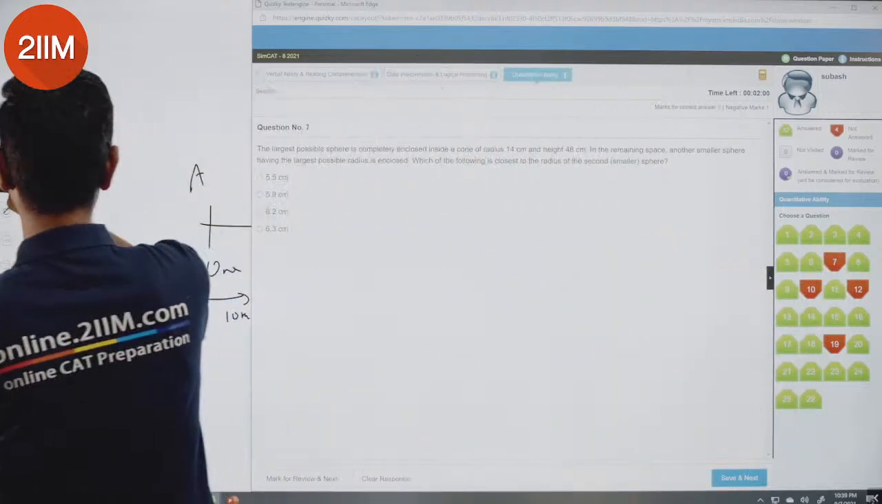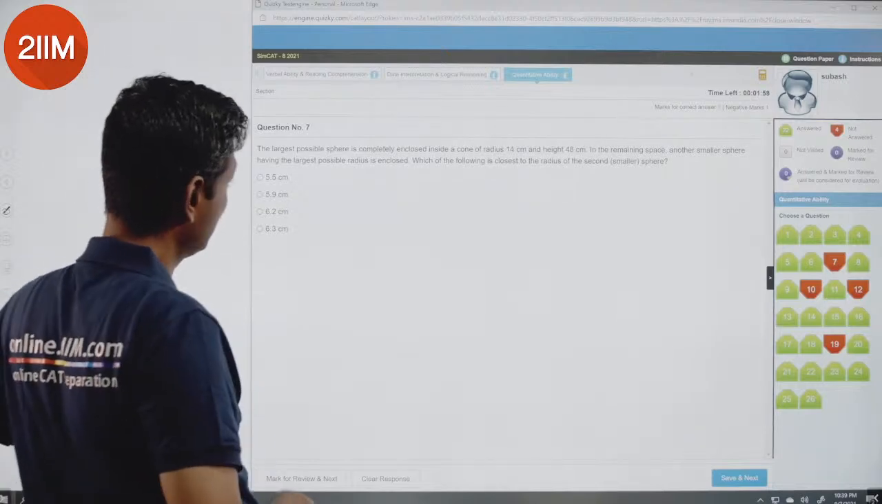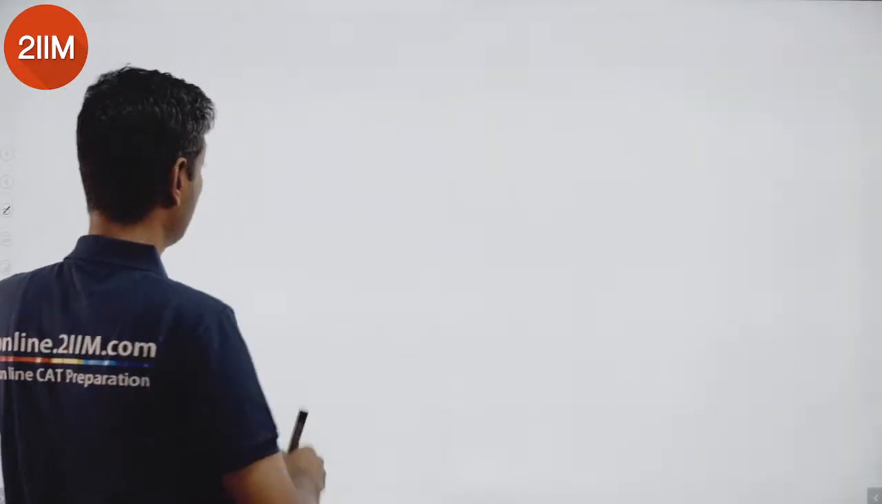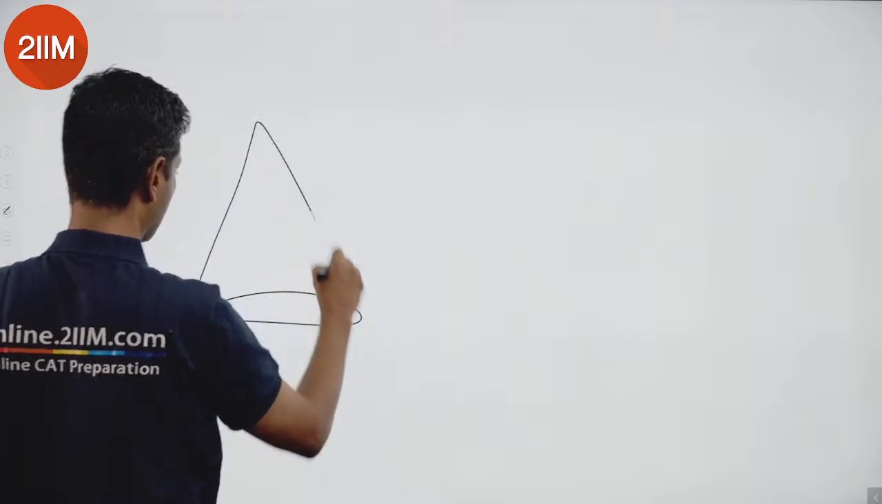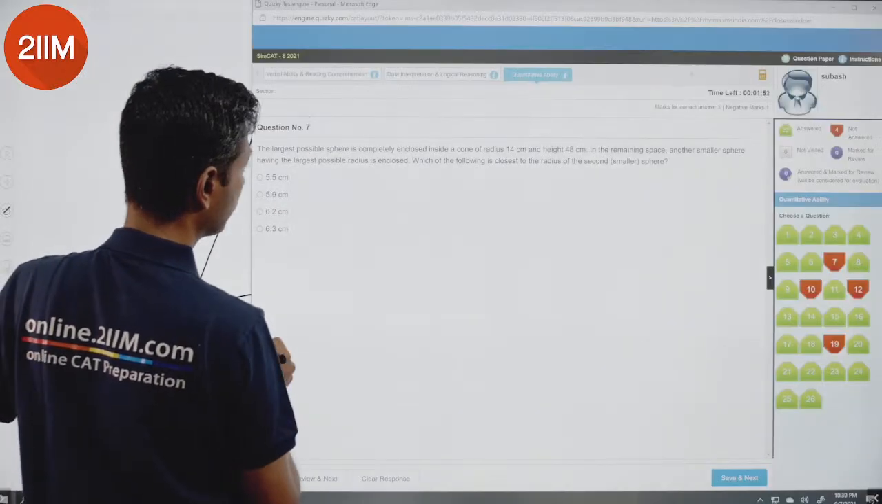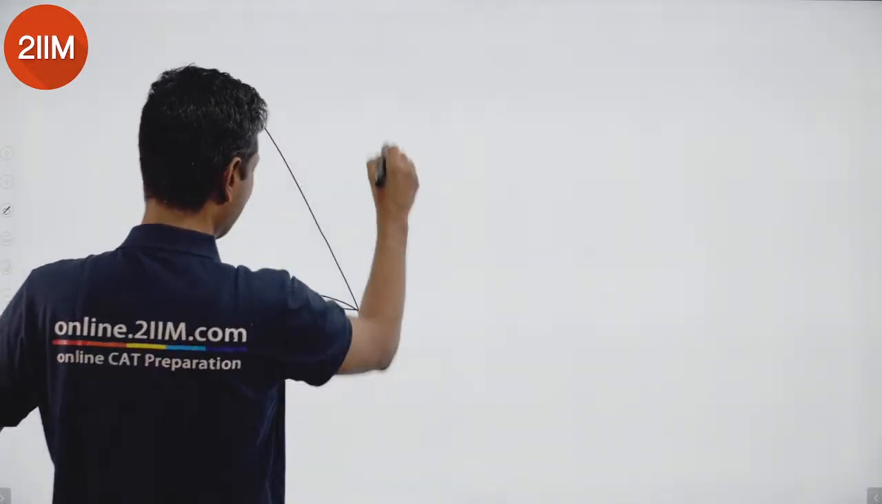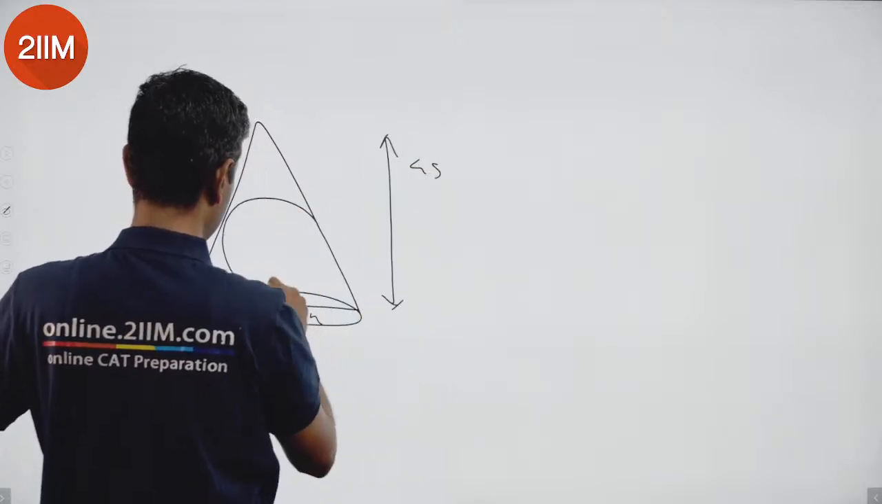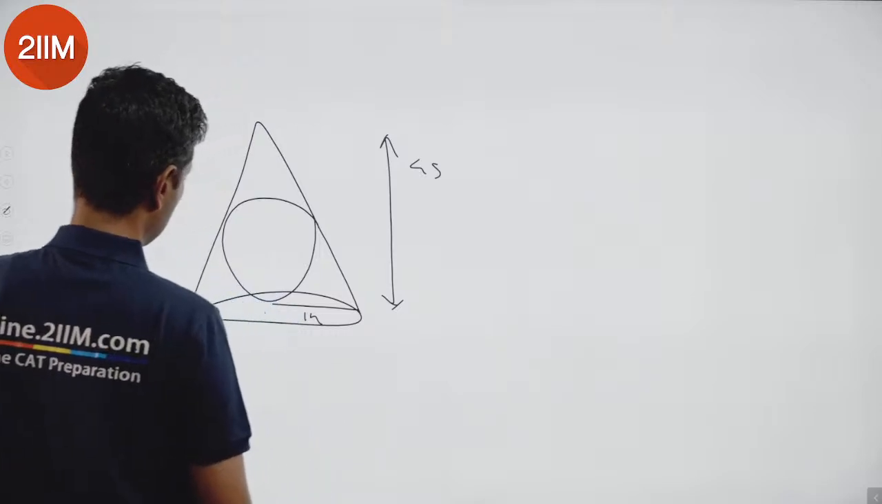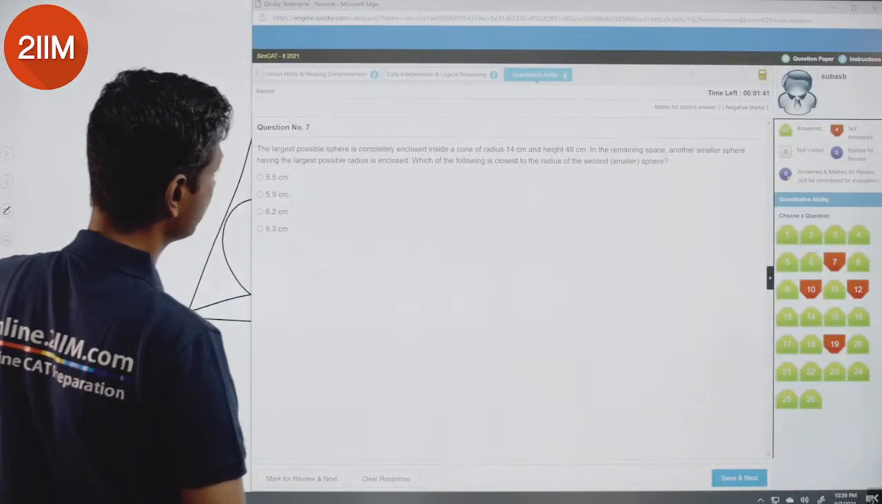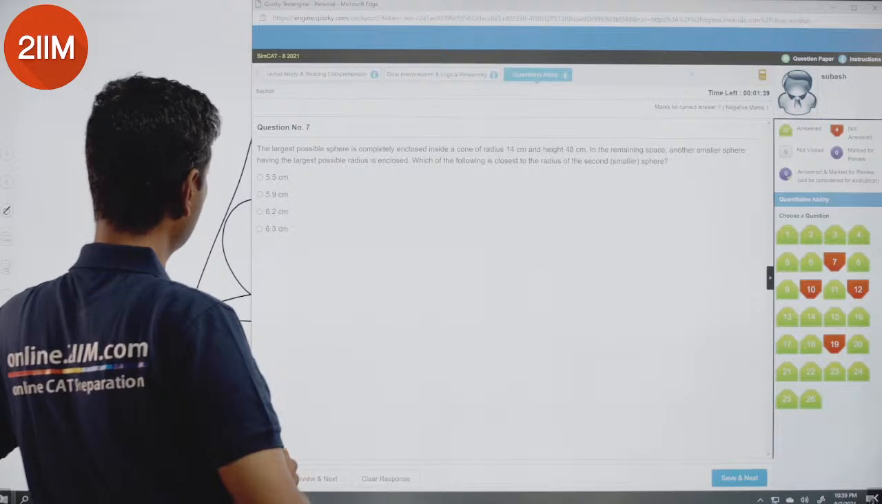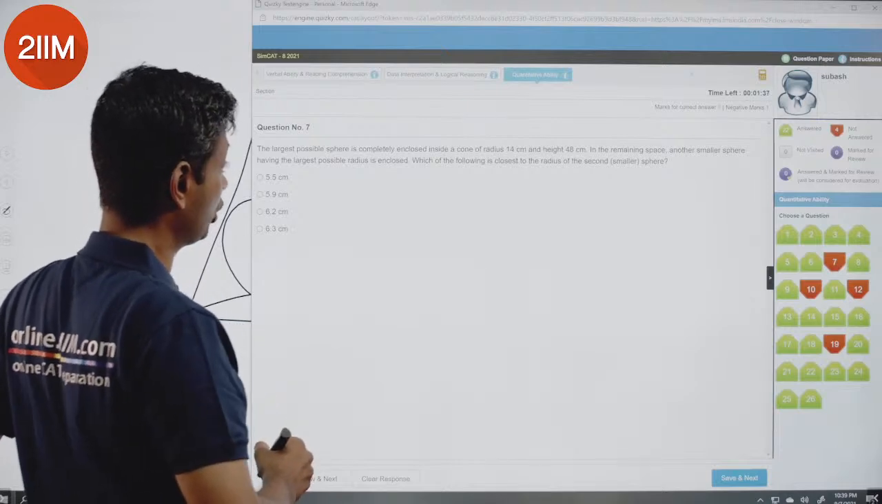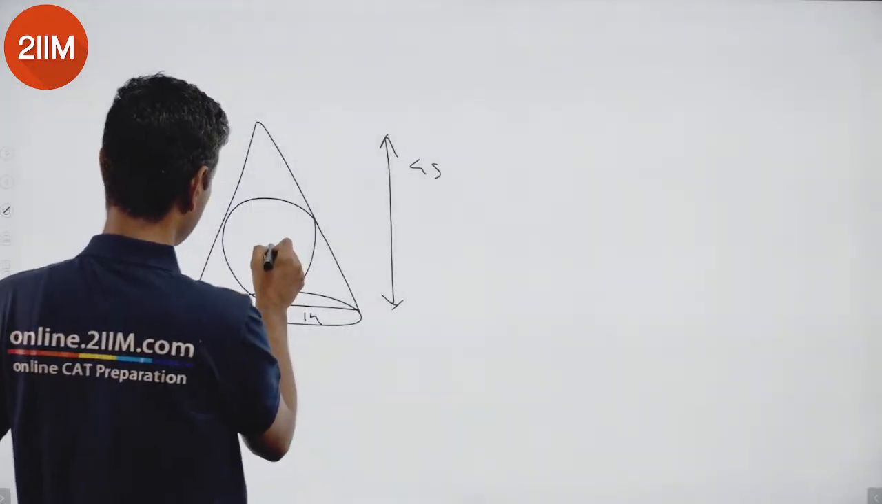Largest possible sphere. I'm going to do this because I'm not happy with that functions question. Inside a cone of radius 14 and height 48. So there's a cone here, a sphere here. The remaining space, another smaller sphere having the largest possible radius is enclosed. Nice, let's do this.